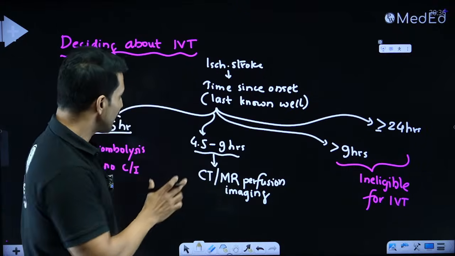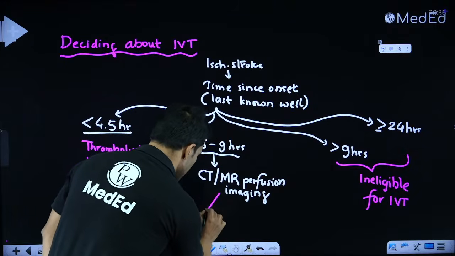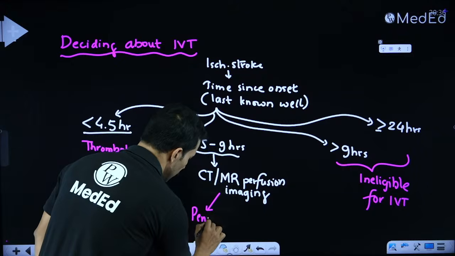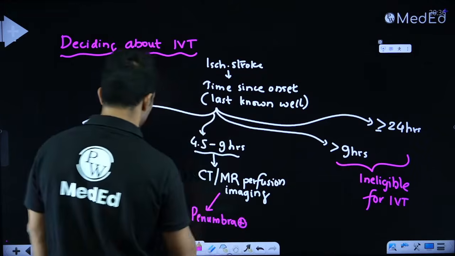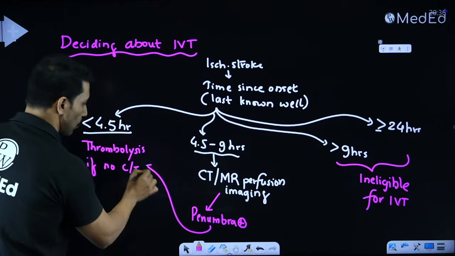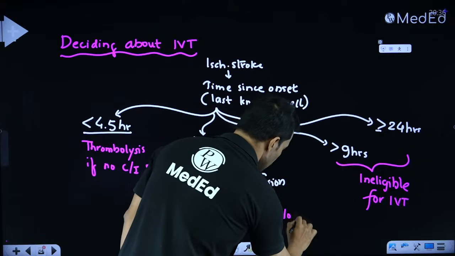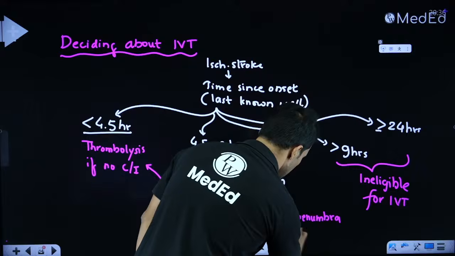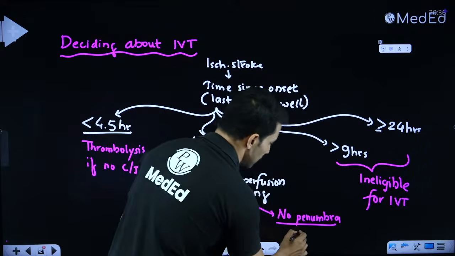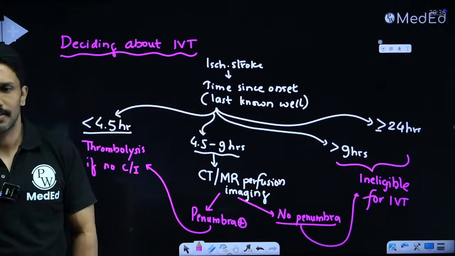Okay. And if penumbra is present, then certainly it is worth taking the risk. So you'll go ahead with thrombolysis. If there is no penumbra, then there's no point in giving the thrombolytic agents. It's unnecessarily risky, right? So then these patients become ineligible for IV thrombolysis.